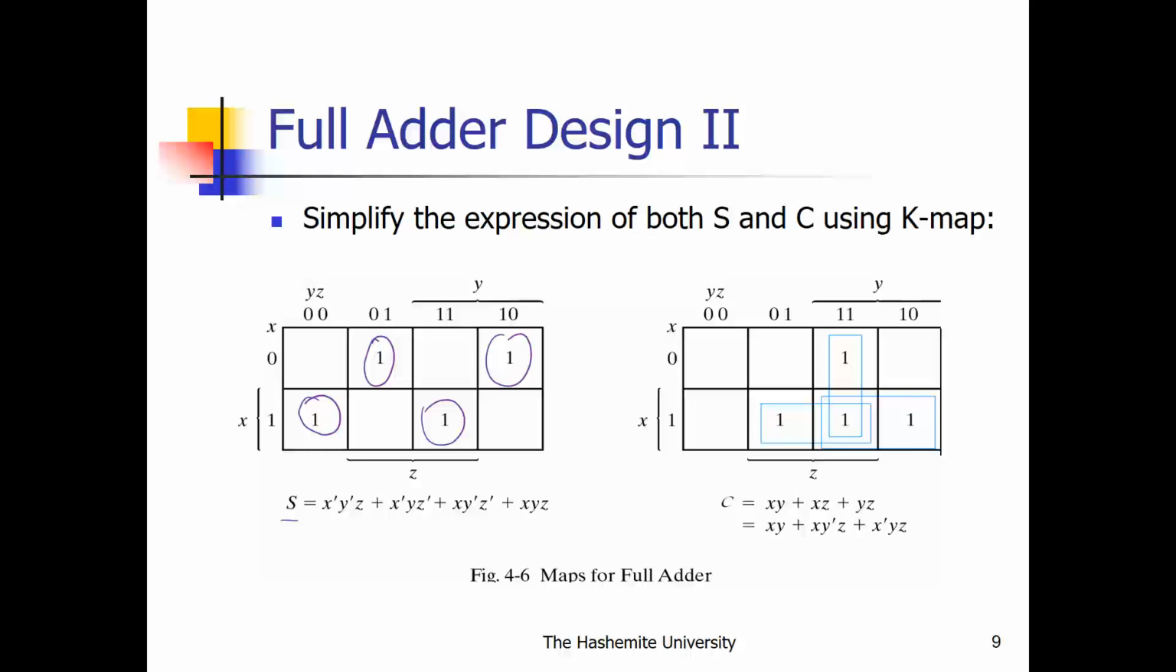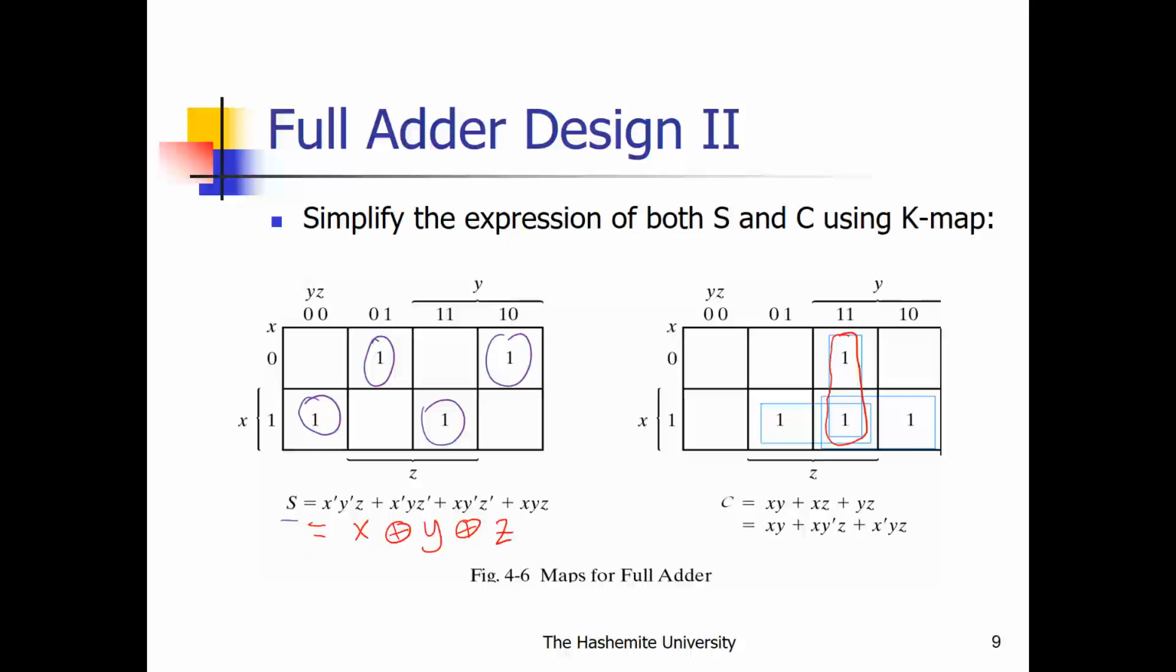It's a little better because you can see these 4 ones here can be merged into 3 simplified terms. The sum here can be expressed as x exclusive or y exclusive or z. This is an abbreviated way to express it, but the hardware is not simplified.